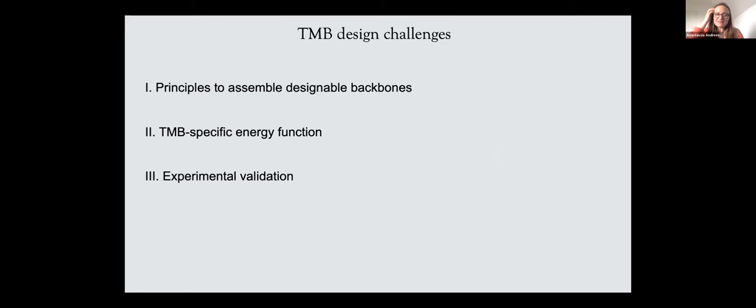So this is the outline of my talk, some of the challenges that we tackled working on this project. The principles to assemble beta barrel backbones, the design of membrane-specific energy functions, but also experimental validation. This is important because you need to show how your designs are actually folded. For water-soluble proteins, there's a growing amount of data and evidence that has started to define the different alternative states, molten globules, etc., that can result in failed designs, but for membrane proteins, this doesn't exist.